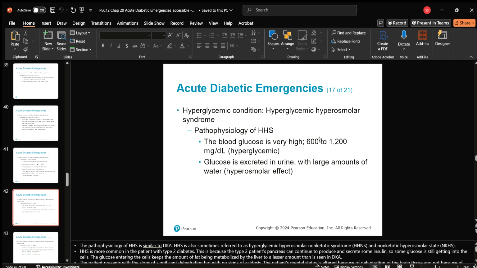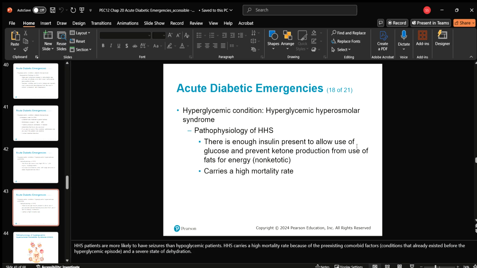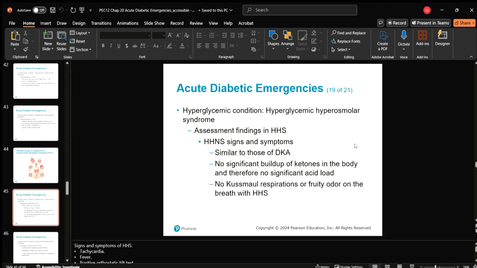All right, pathophysiology of HHS. We're really talking about HHS here. Blood glucose level is 600, but could be all the way up to 1200 or even higher. Your little device may only say high. It might not even read the level that it's at. So what do we do for these patients? We need to give them oxygen and rapidly transport. Oxygen and rapidly transport. Because there's nothing that we can really do.